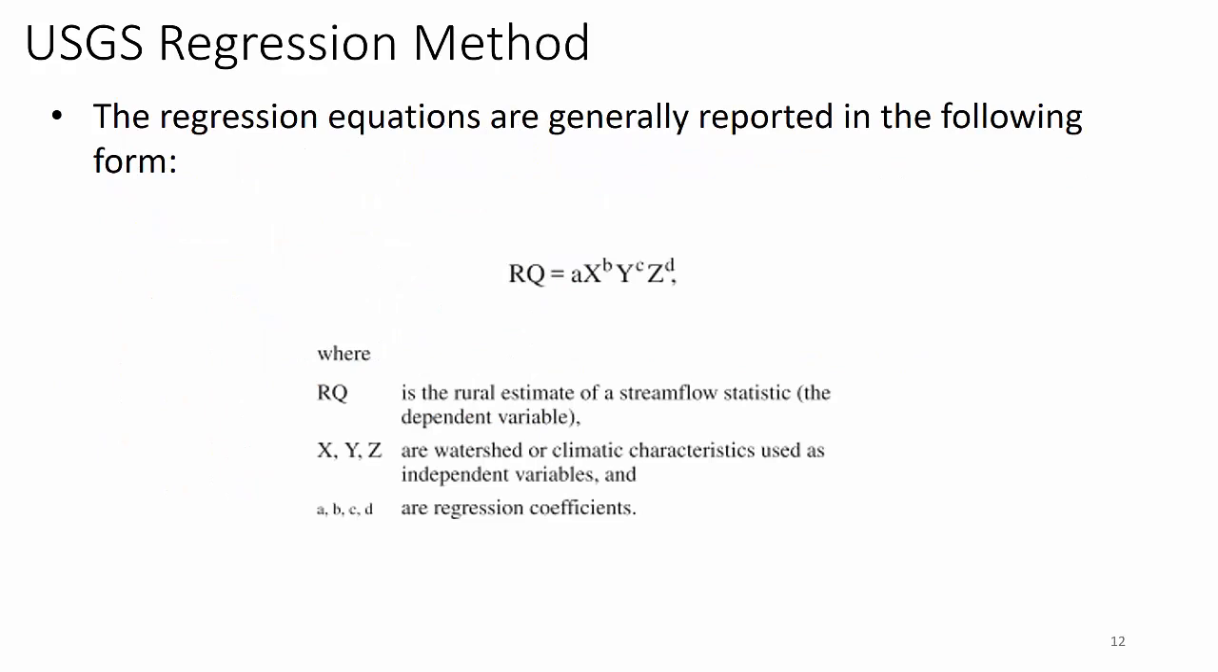The regression equations are generally reported in the following form. The rural estimate of streamflow statistics, rural Q, equals a X to the b, Y to the c, Z to the d, where X, Y, and Z are watershed or climatic characteristics used as independent variables. Remember, y equals mx plus b is a straight line. And a, b, c, and d are regression coefficients developed by the homogeneous watersheds. So this is a line-fitting method.